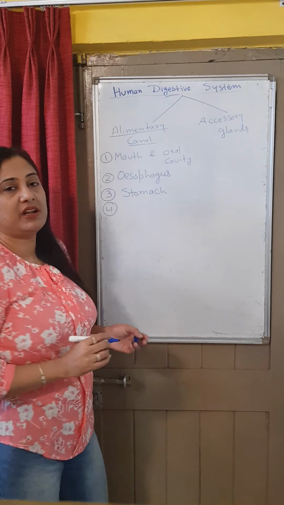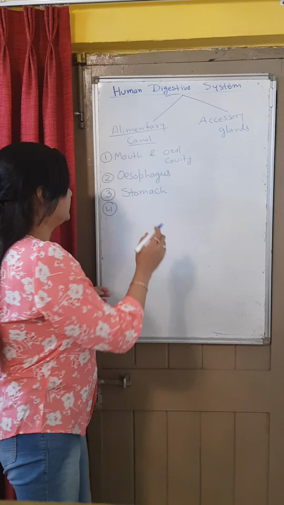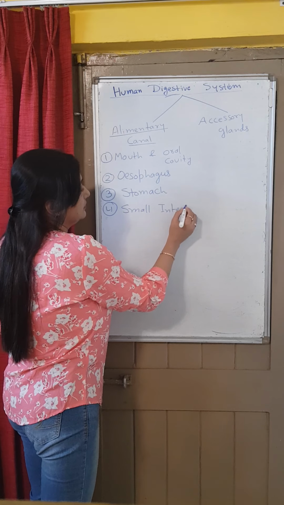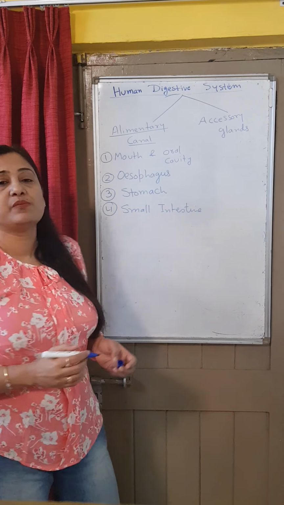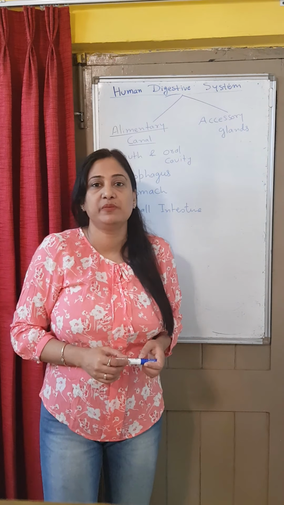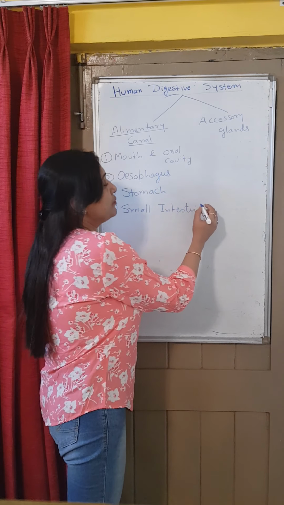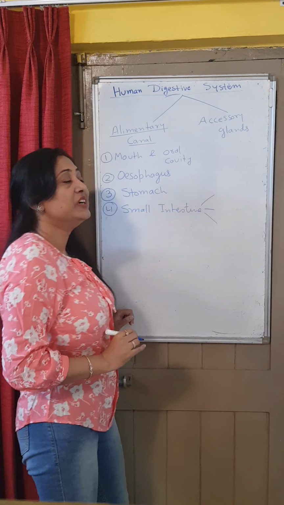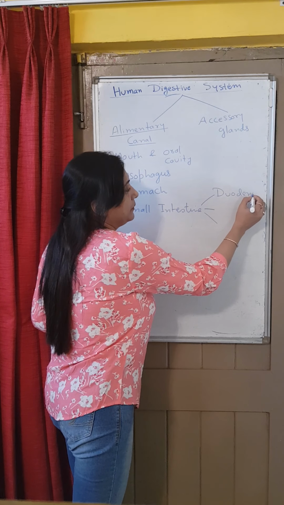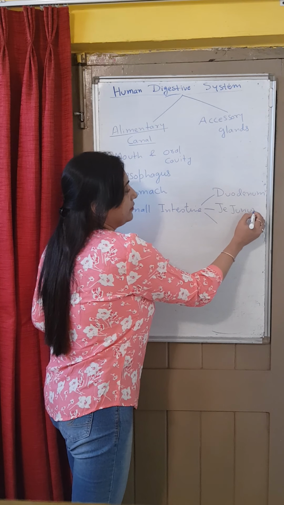Next part of alimentary canal is a small intestine. This is called small because of its small diameter. Its diameter is 2.5 to 3.5 centimeters while its length is approximately 6 meters in human being. Small intestine is further divided into three parts, that is duodenum, jejunum and ileum.